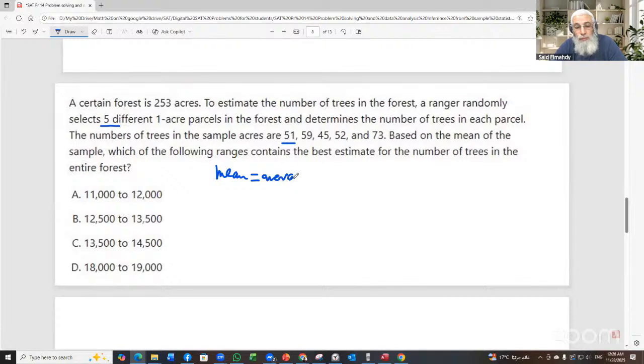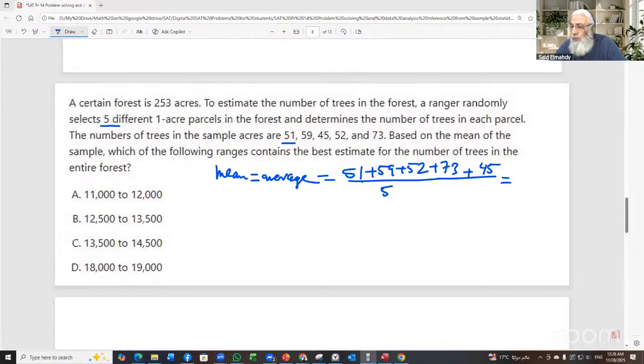Mean يعني average. We add these numbers, 51 plus 59 plus 52 plus 73, divided by 5. 1, 2, 3, 4, 5. The number is what? 45. And this mean is what? We add 51 plus 59 plus 52 plus 3 plus 45, كل ده over 5. This is 55.8. This is the mean.